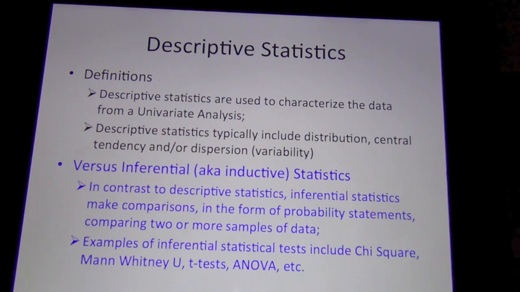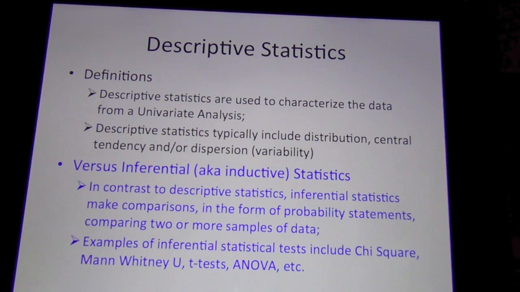Descriptive statistics are simply ways that we use to characterize data from a univariate analysis. And I'll define univariate analysis in just a second. Descriptive statistics typically include something about the distribution of the data, the central tendency of the data, and/or the dispersion of the data. Dispersion is a measure of the variability.